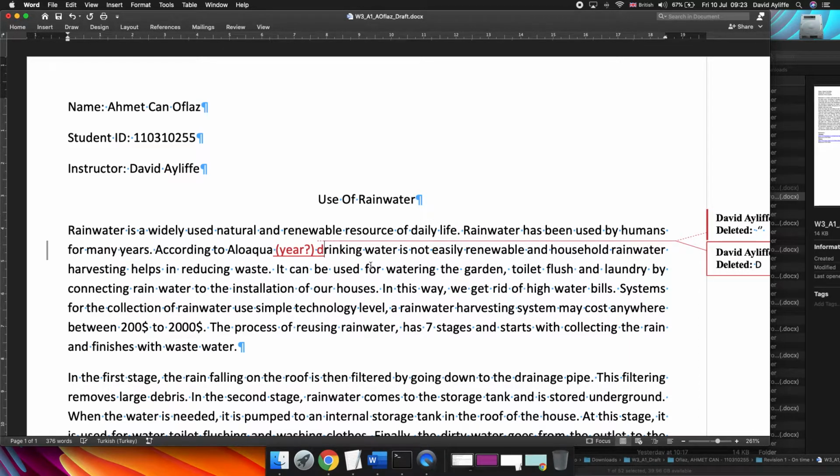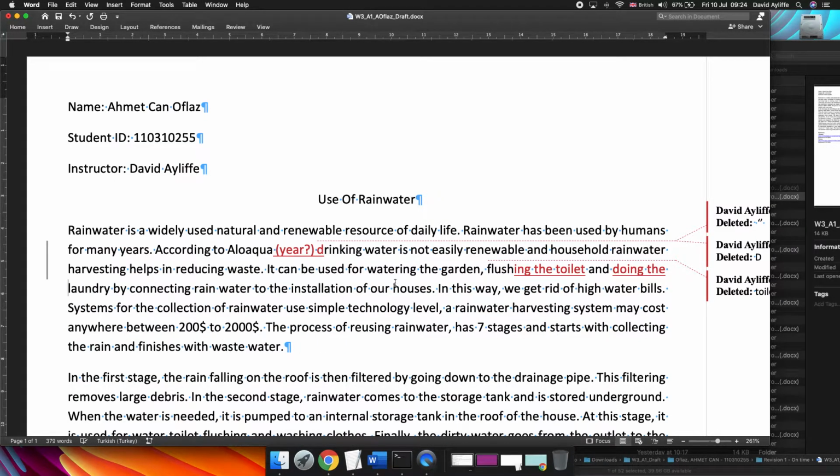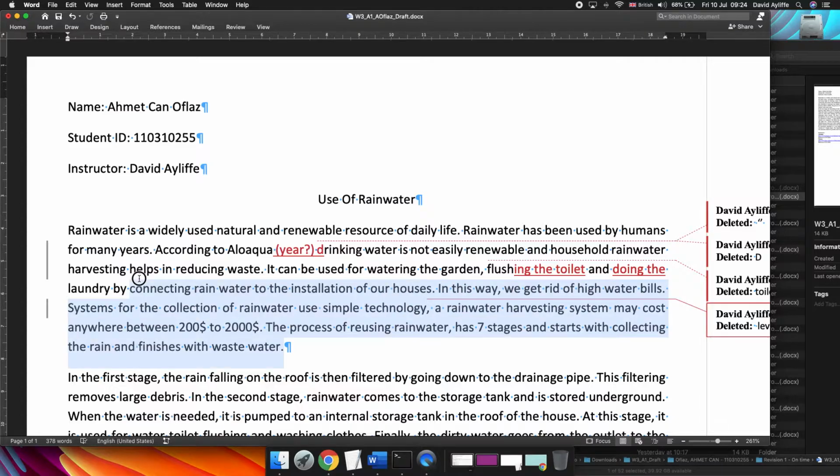According to Alo Aqua, drinking water is not easily renewable. It can be used for watering the garden. Watering, okay, so verb ing, noun. Flushing the toilet and doing the laundry. Verb ing, noun. Verb ing, noun. By connecting the rainwater to the installation. Okay, good. In this way, we get rid of high water bills. Systems use simple technology. May cost anywhere between. Okay, good. We need a better title, but this is actually quite good.